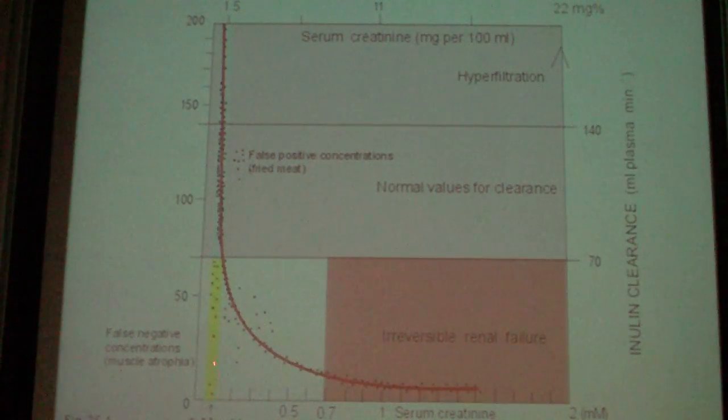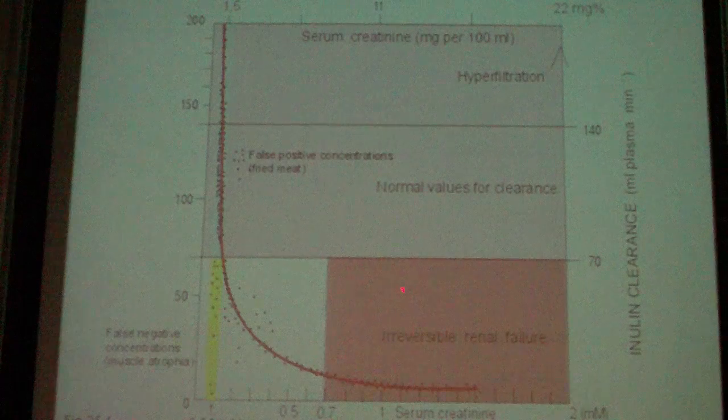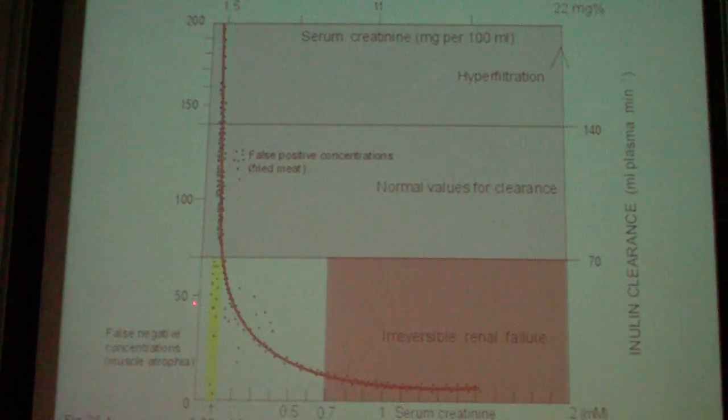What you see here is that in cases of diminished clearance, diminished renal function, like here you have hyperfiltration, normal value, and this is the area of renal failure. In renal failure, it's normal that your serum creatinine rises. That's of course evident, but what you see here is that even when you have the beginning of renal failure, your creatinine is still normal.